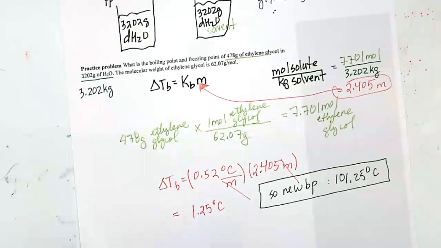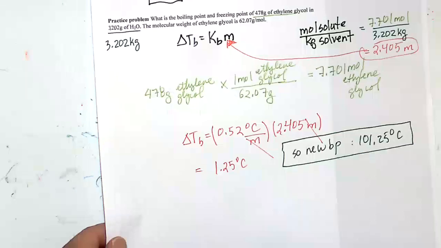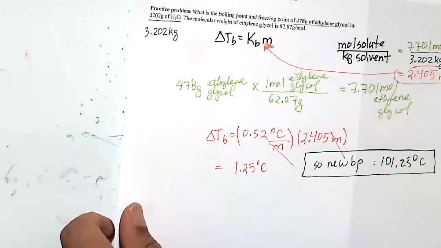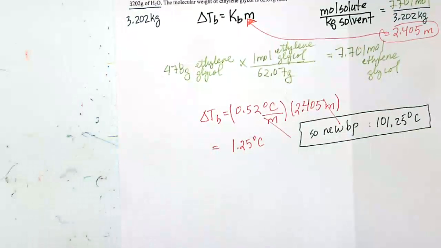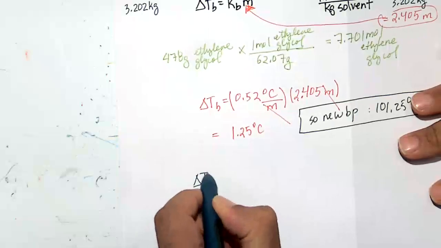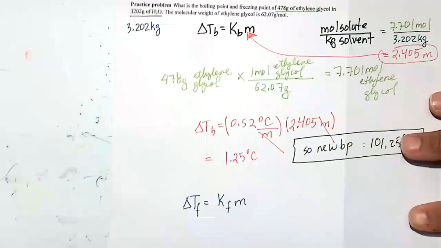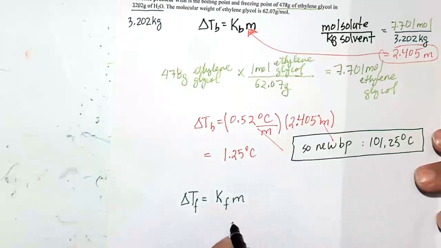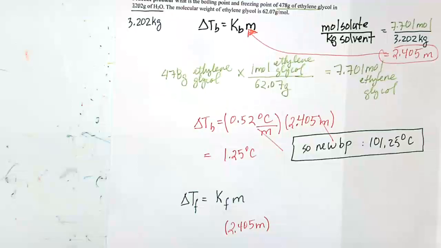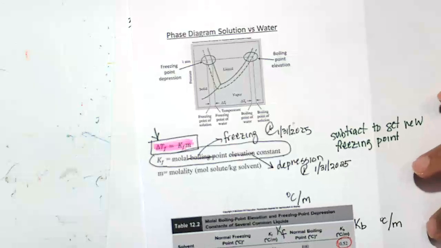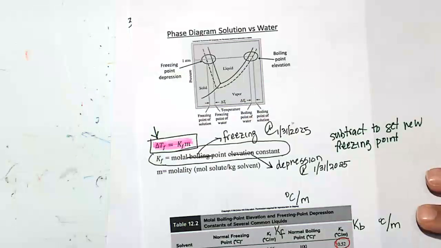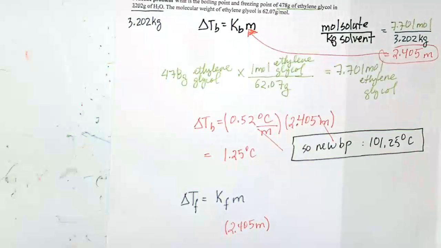So adding ethylene glycol will raise the boiling point to 101.25 degrees. And this is kind of like antifreeze. Actually, the antifreeze thing is more for the freezing point, so let's quickly calculate that in our last 3 minutes or so. On the exam, it's just plug and play. What did we solve for the molality? 2.405 molal. What is KF for water? KF for water is 1.86 degrees C over m.